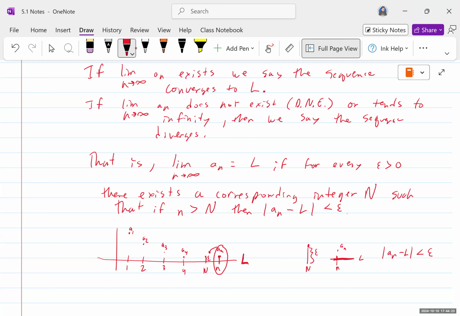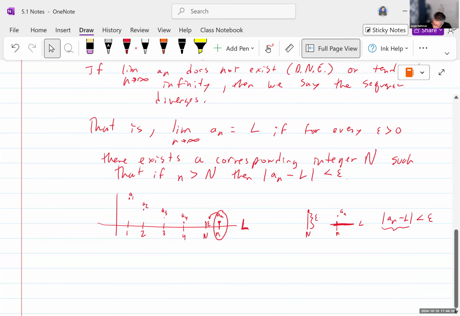By beating, do you mean closer to L? Yeah, the distance. This thing is getting smaller and smaller. The distance is getting smaller and smaller. So the distance between the value and the limit is going to 0, is really what we're saying here. Okay, thank you. Yeah.